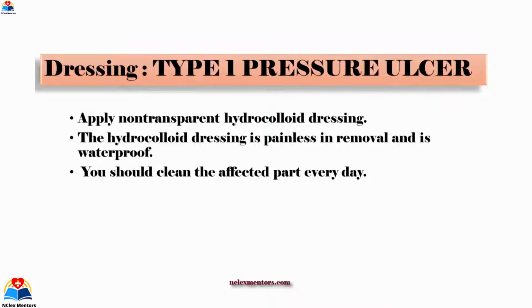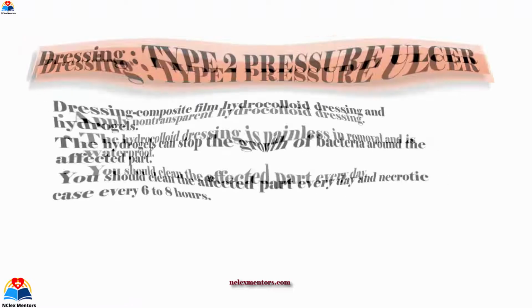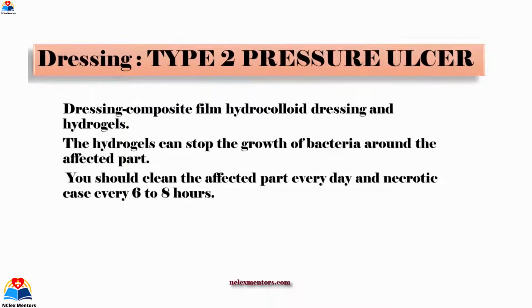For management of type 1 pressure ulcers, apply non-transparent hydrocolloid dressing. The hydrocolloid dressing is painless in removal and is waterproof. You should clean the affected part every day. For type 2 ulcers, apply composite film hydrocolloid dressing and hydrogels. The hydrogels can stop the growth of bacteria around the affected part. You should clean the affected part every day and necrotic case every 6 to 8 hours.